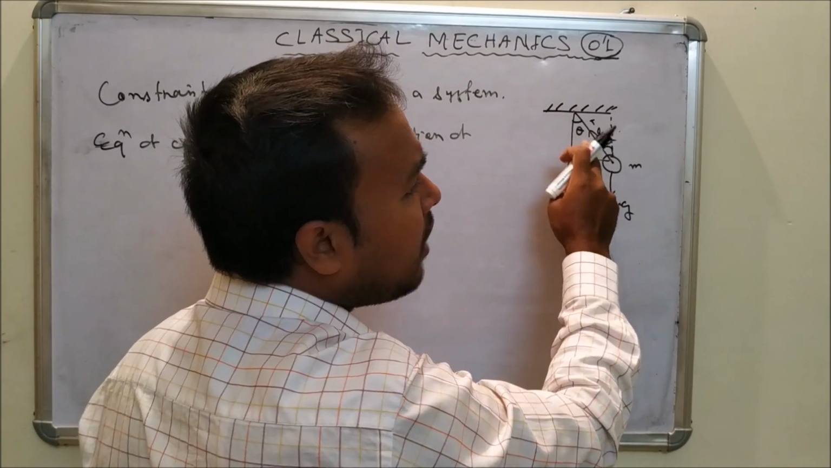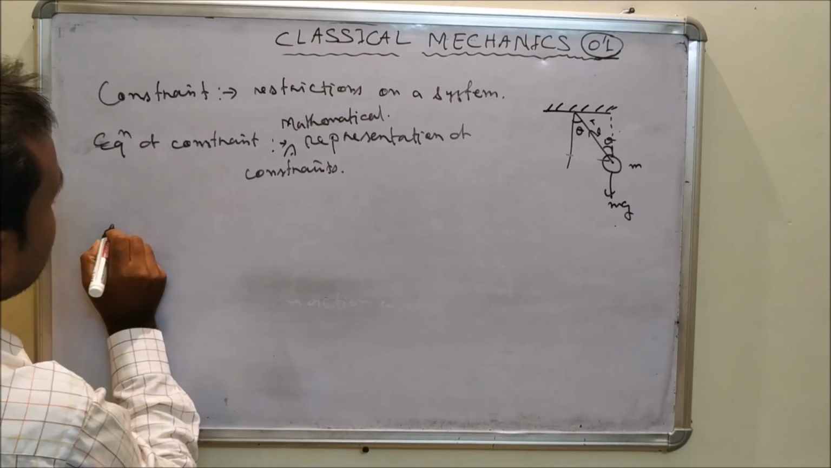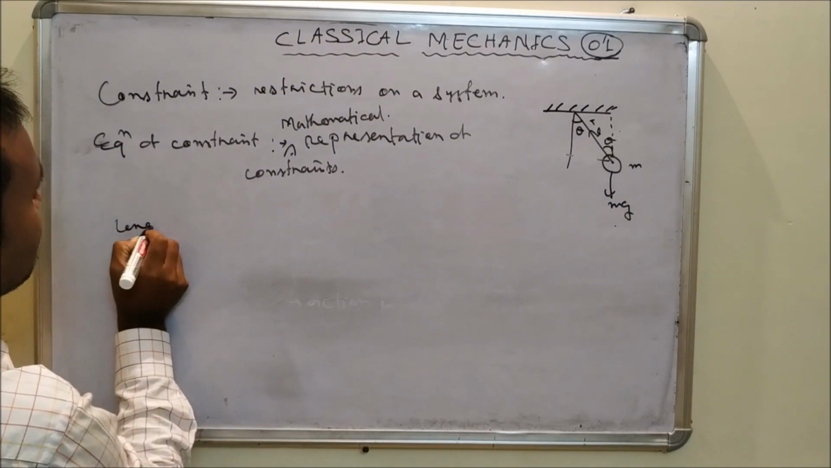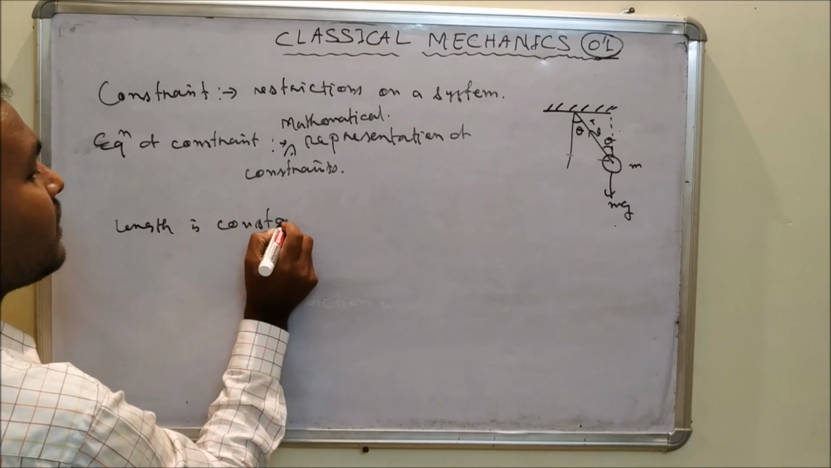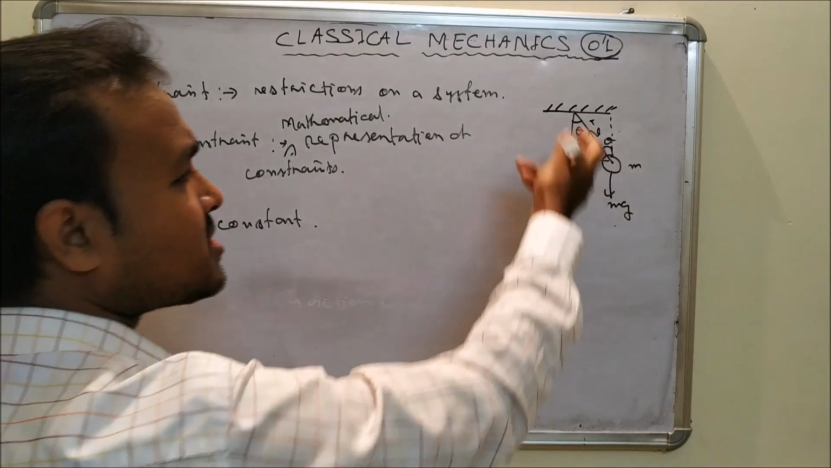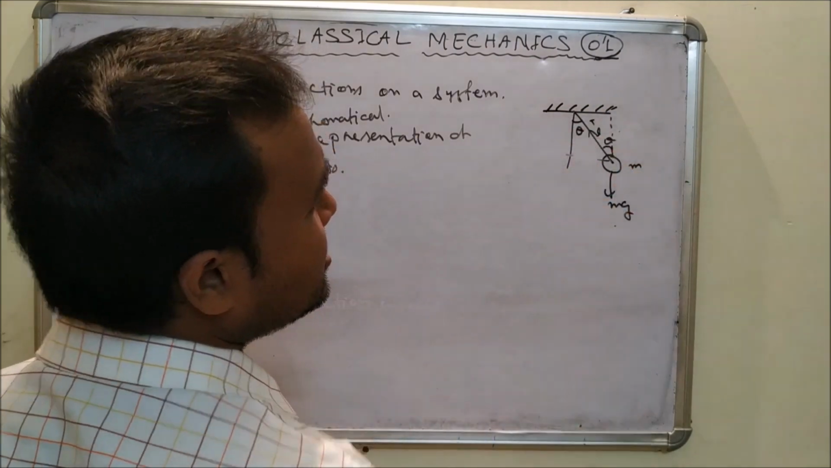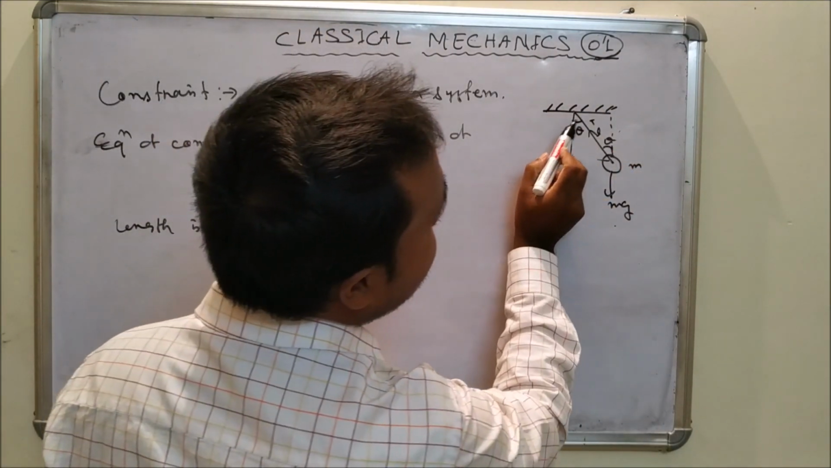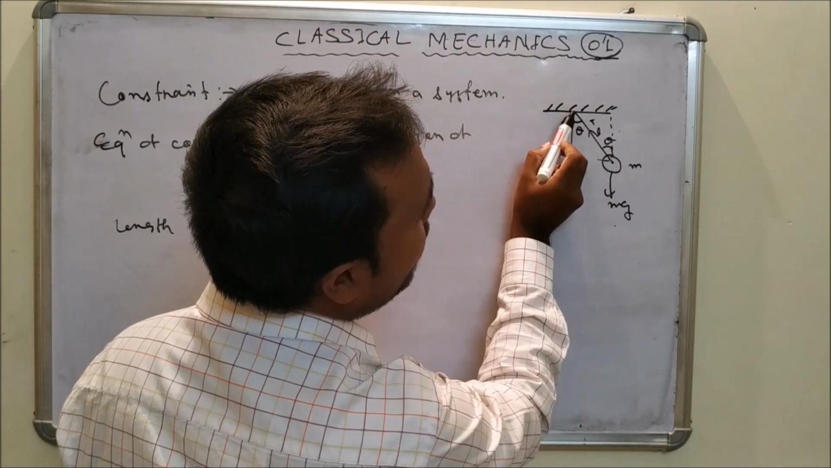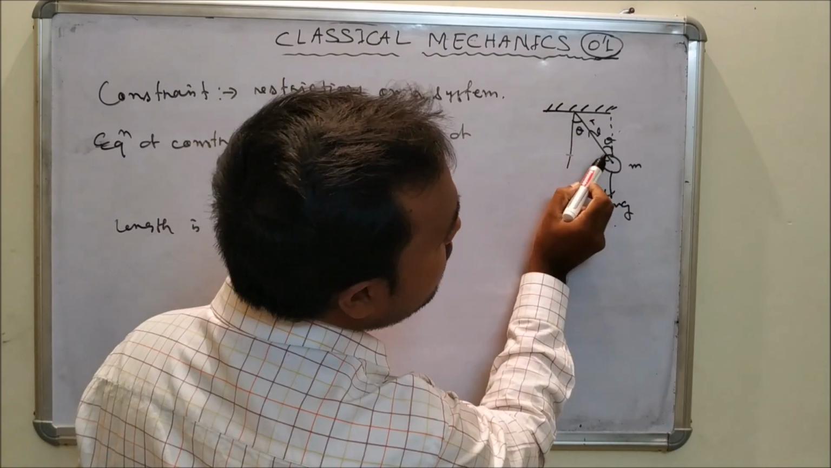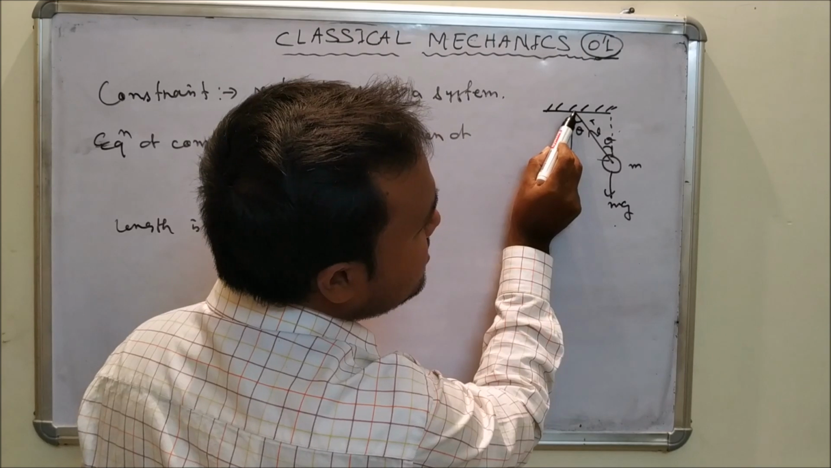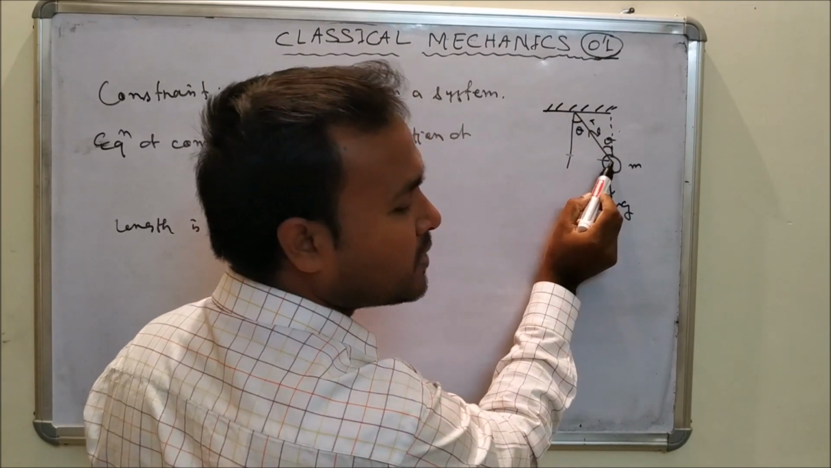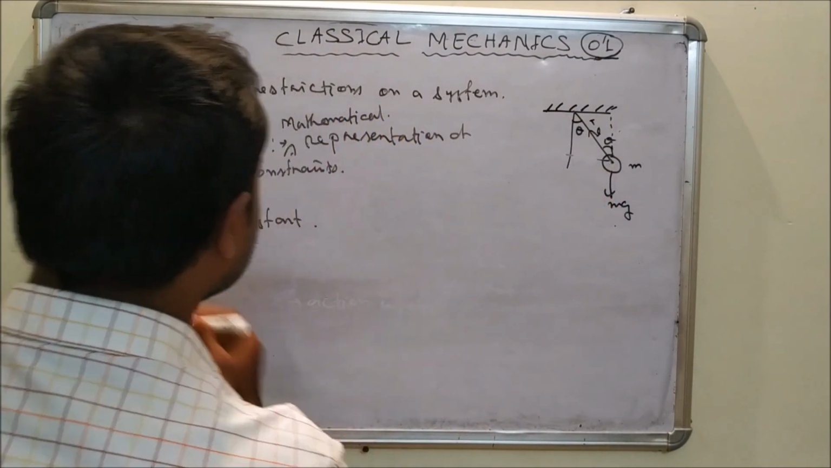Now, how can we represent our constraint here, that length is constant. Length of the pendulum means the length of this string. Always remember that this length means from the point of suspension, not to the surface of the bob. It is the distance from the point of suspension to the center of mass of this bob, right? So its length is fixed.